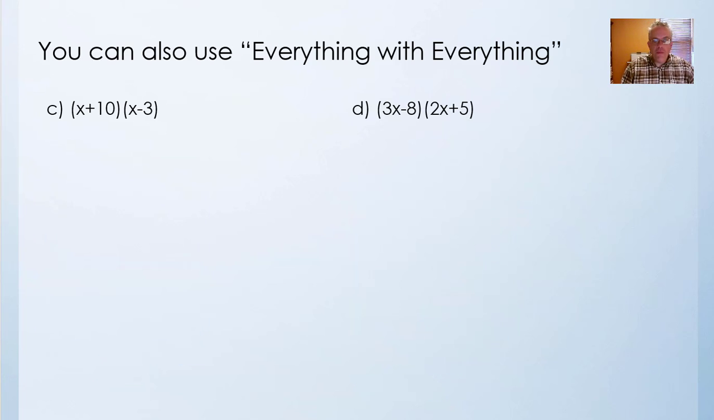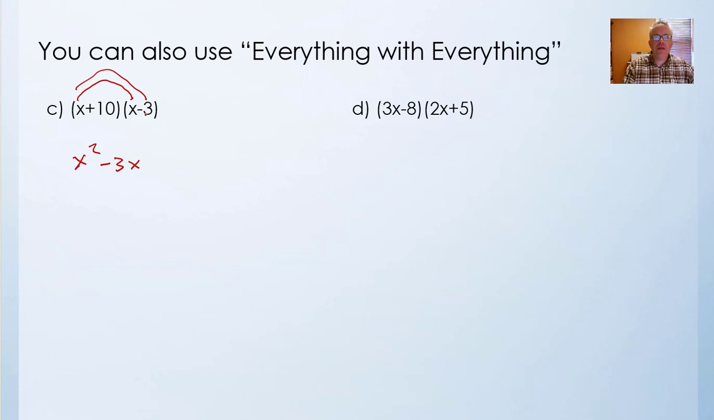Alright, we've also learned ways to do it without the boxes. There's a method called everything with everything. You multiply everything in the first parentheses times everything in the second parentheses. So I'm going to multiply x times x and I get x squared. x times negative 3 is minus 3x.